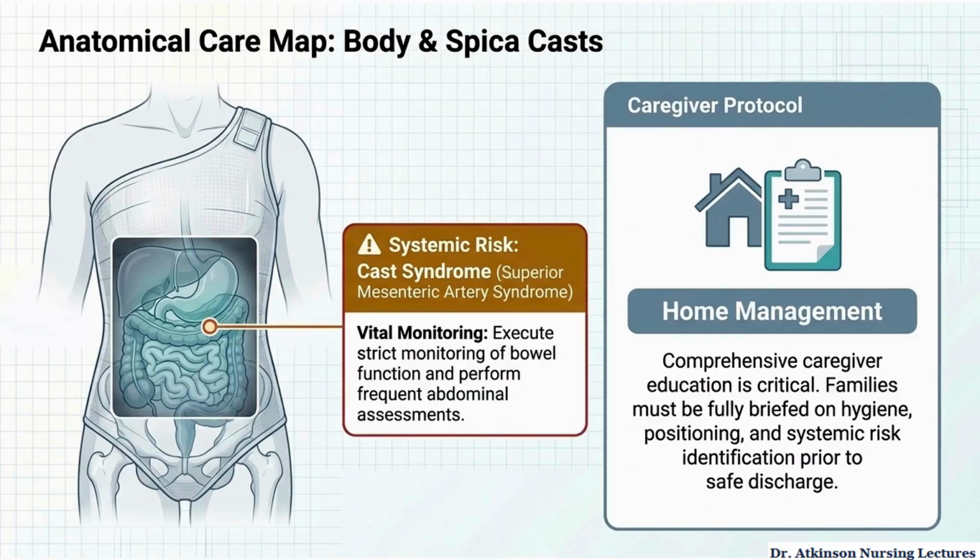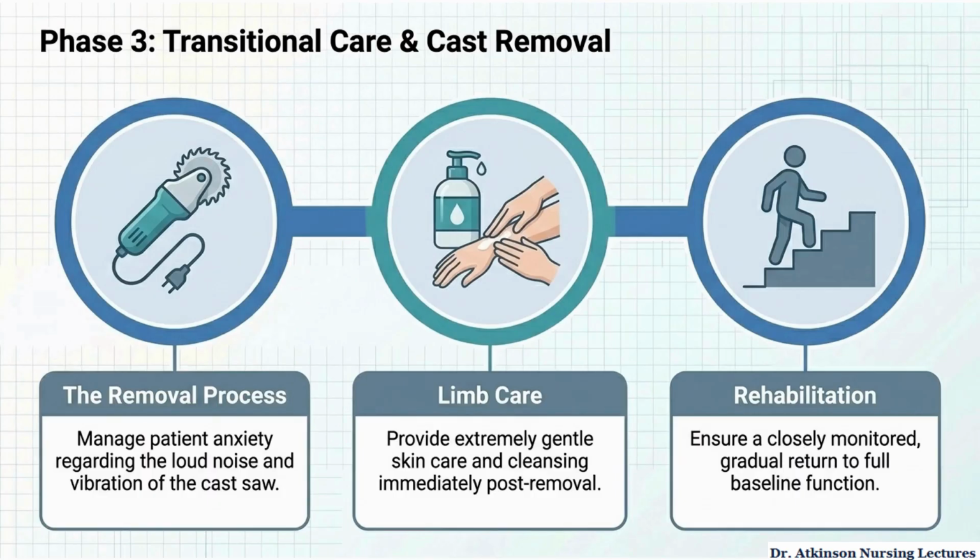Before discharge, families must receive detailed education on hygiene, cast care, pressure injury prevention, and symptoms that require urgent medical attention. Cast removal involves patient reassurance, skin care, and gradual rehabilitation. Patients should be educated that the cast saw vibrates rather than spins and is designed to avoid cutting the skin. After removal, the skin is gently cleansed, moisturized, and inspected carefully because it is fragile and often irritated after immobilization. Rehabilitation then focuses on progressive strengthening, range of motion recovery, and gradual return to weight-bearing and normal function.